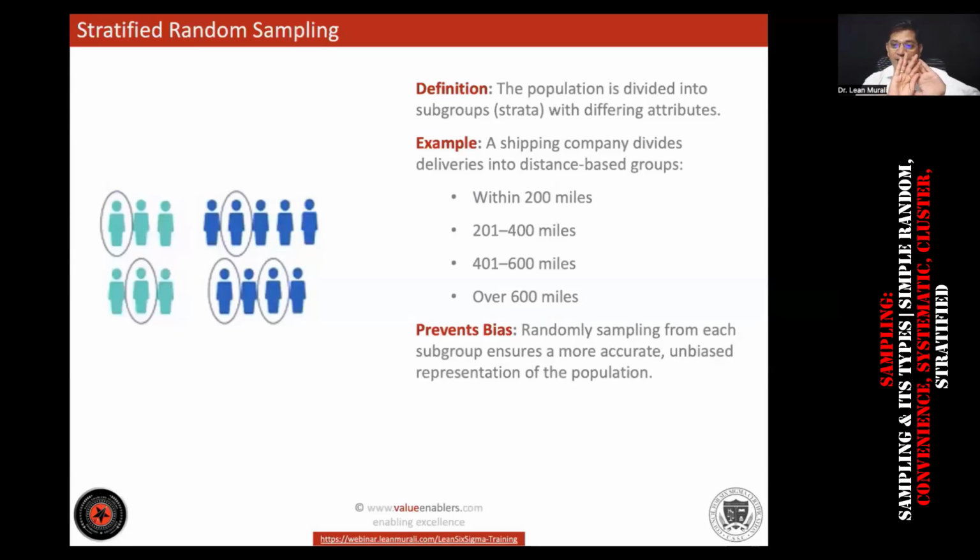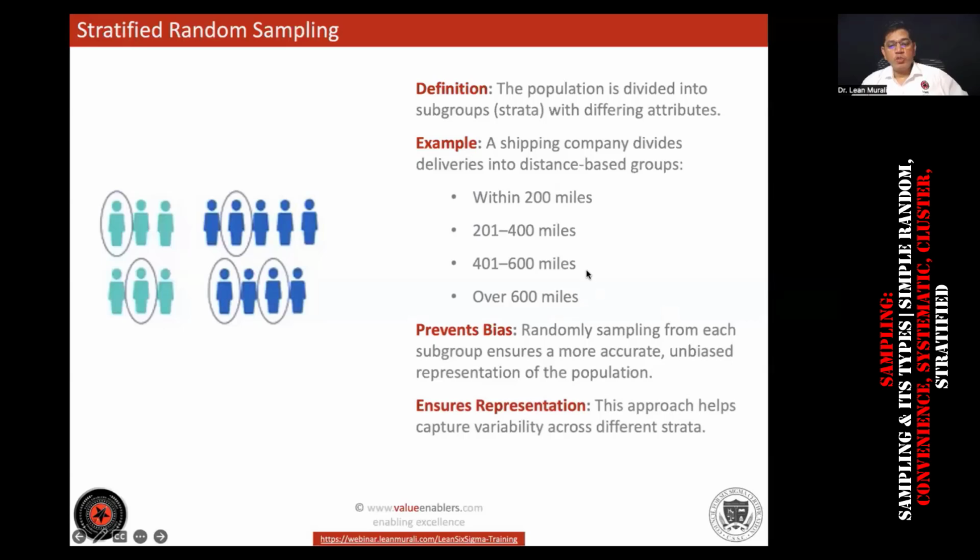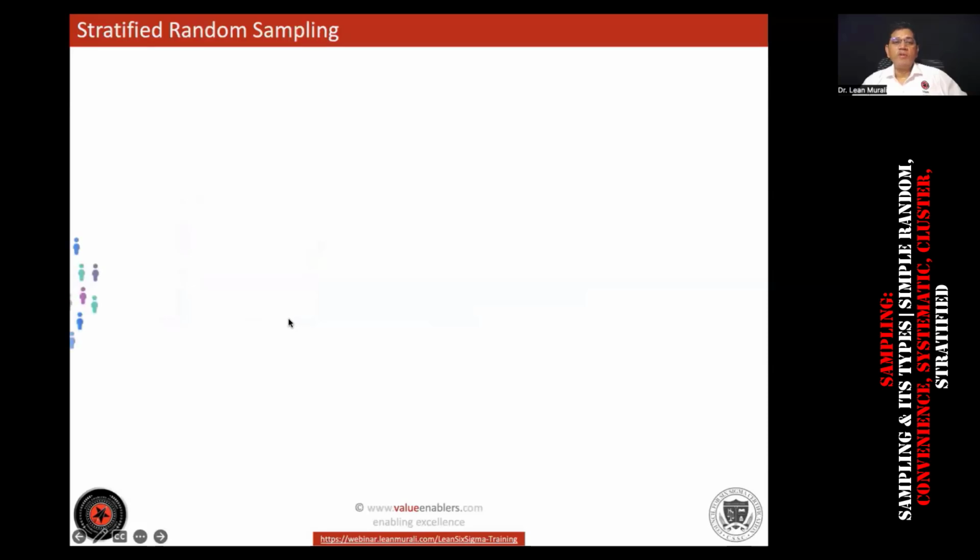Now we have stratified them based on certain attributes. In this case, the attribute is green and blue, and from there we are taking a random sample. So this ensures representation. This approach helps capture variability across different strata. Let me also explain with a different example.